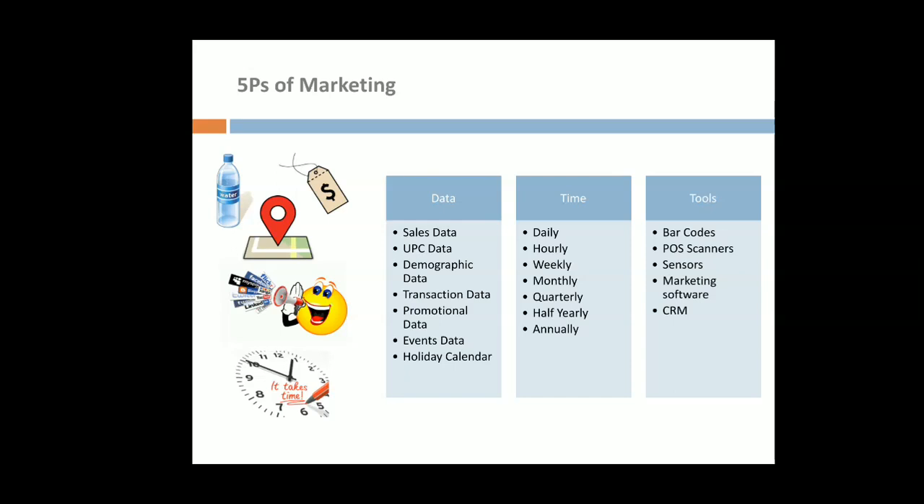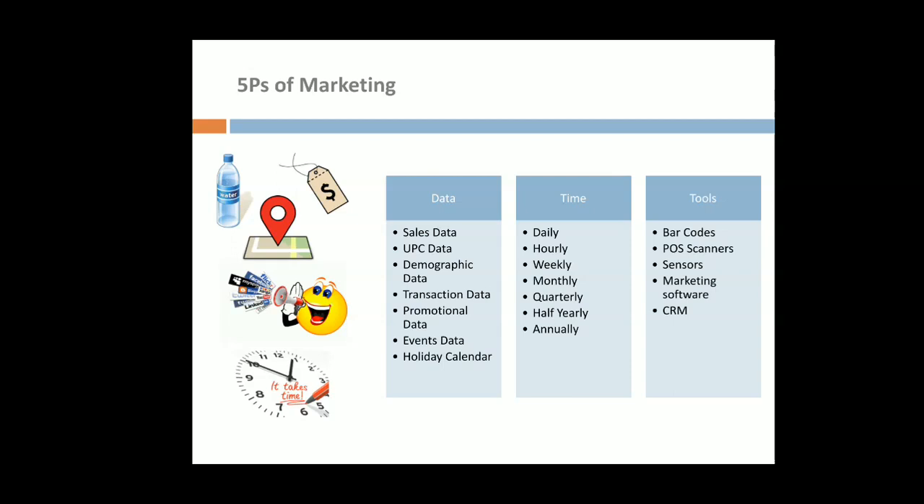Now, this is quite an important slide where we talk about the 5 P's of marketing, a popular concept if you have come across it. So first, let's talk about what these 5 P's are. The most important things of marketing are the product, the place, the price, the promotion, and the period, right?